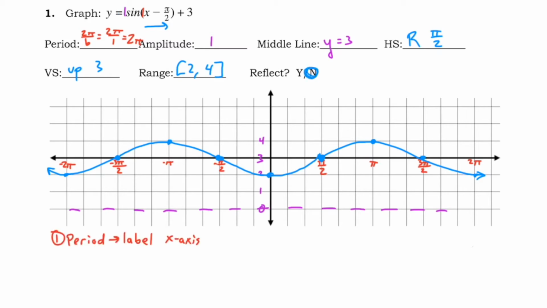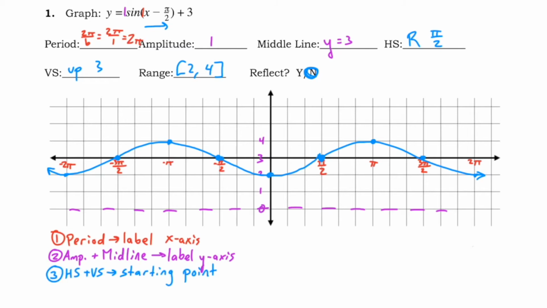So in general, the process I follow is I first figure out the value of the period, which helps me label the x-axis. The amplitude and the midline together help me label the y-axis. After that, I look at the horizontal and vertical shifts, and that tells me where the starting point is going to be. And then we just count out one period to the left or to the right and repeat the pattern.